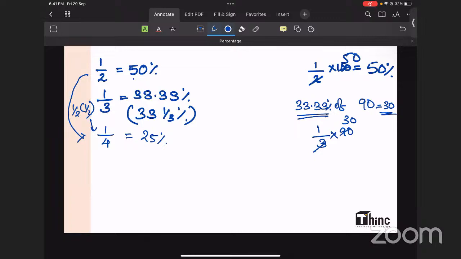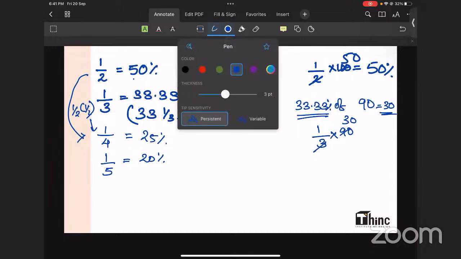Okay, so we need to remember these numbers. So 1 by 2 is familiar. 1 by 3, 33.33%. You are familiar with this number from your social science textbook in school. Okay, fine, good. So over here, next is 1 by 5. 1 by 5, that is 20%. Okay, nothing difficult over here to remember.